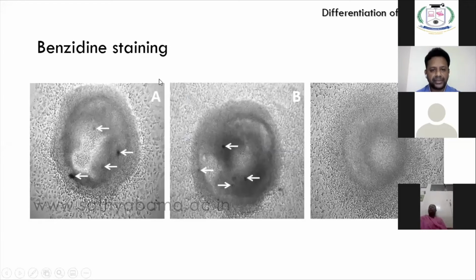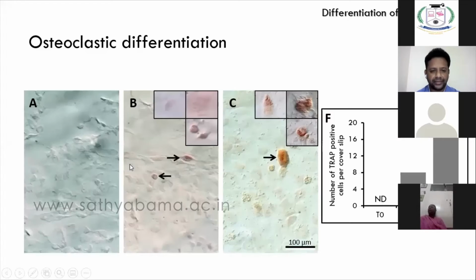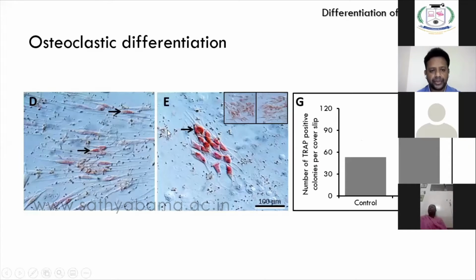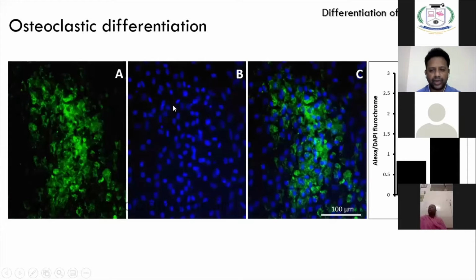This is benzidine staining for blood cells. This is an osteoclast, another bone cell type, and this is also positive. This is cathepsin K, a protein which is expressed in osteoclastic cells, and this is also positive for cathepsin K. So from this experiment, we can tell that the cells are able to differentiate into osteoblasts, chondroblasts, neuronal cells, melanocytes, and cardiomyocytes. So it can be differentiated into any type of lineage.